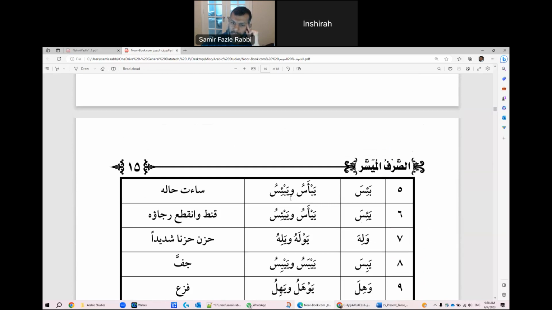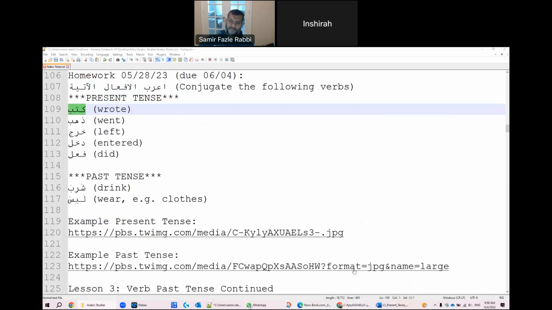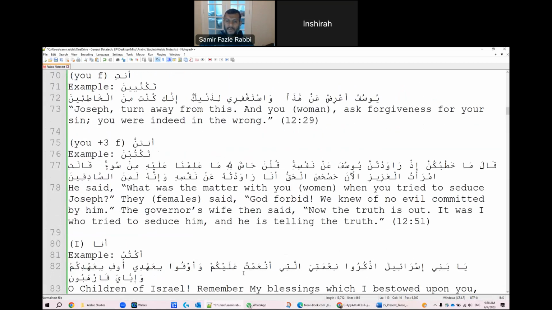Yab'asu, Yab'isu. So here's another one, Yab'isu. This one also went E, Yab'isu. Anyways, this is all much later on, but that's a different topic altogether. But we just have to memorize how it is. So I'll do this for the next homework. I'll write up some homework.